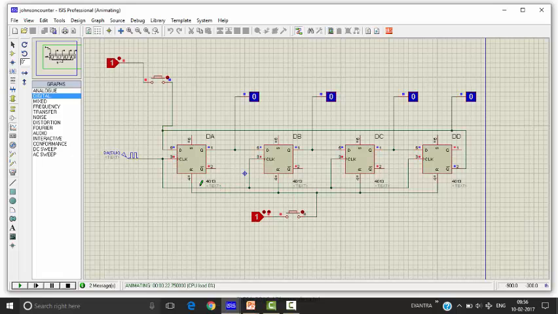And the reset circuitry is connected to R, which is the reset, and here the S means the preset circuit. The reset circuit will set the output of this flip-flop to 0. If I press this push button, then the counter is initialized again. And here it is all about Johnson's counter.